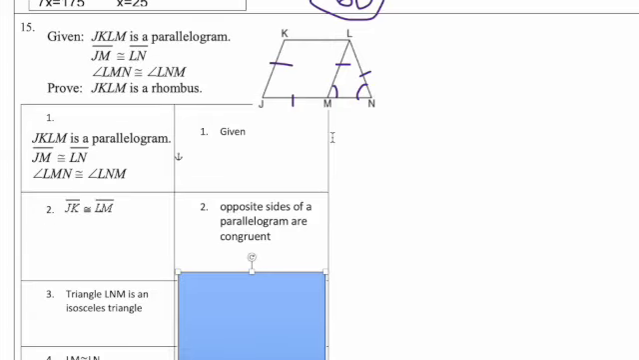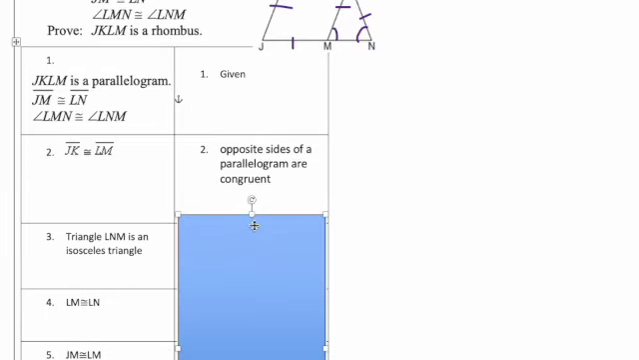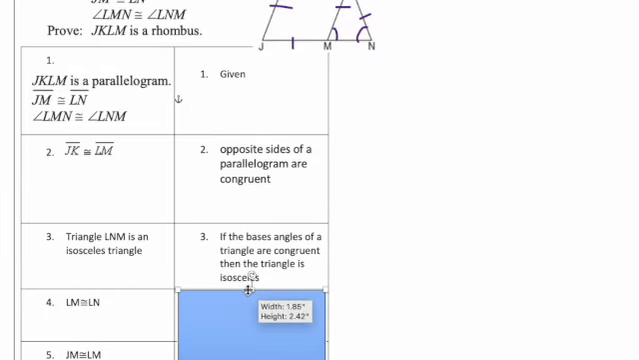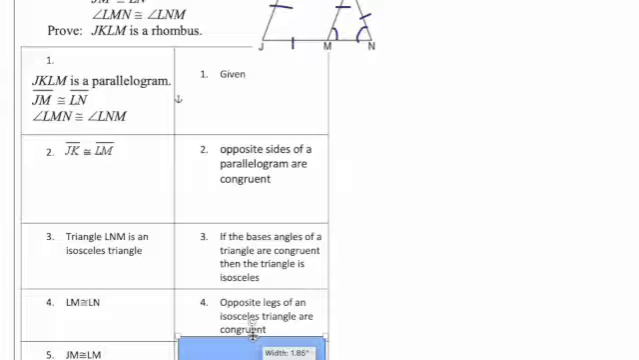Okay, it's going to keep happening, I see. So then we have triangle LNM is isosceles, right? And that is because if the two base angles are congruent, then the triangle is an isosceles triangle. Then we have that LM is congruent to LN. Well, if this is an isosceles triangle, then the two opposite legs of the isosceles triangle are congruent.